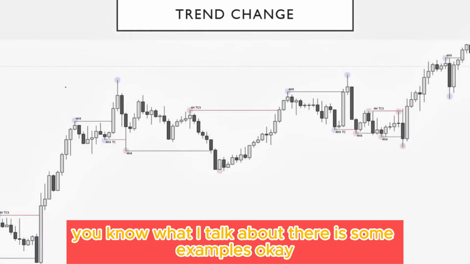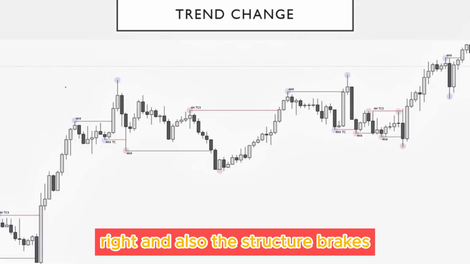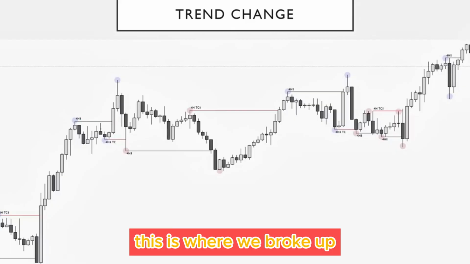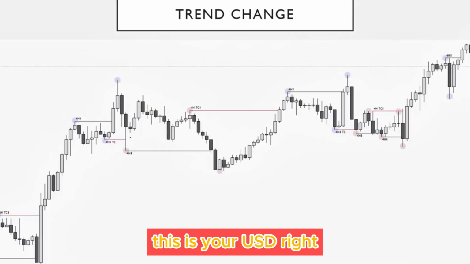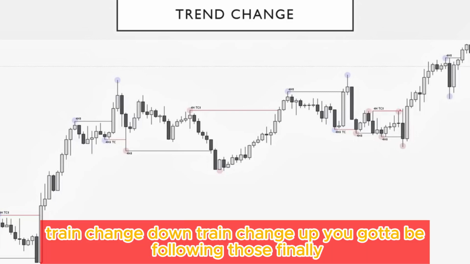There are some examples. Okay, so what we do right now is we mainly mark the TCs, right, and also the structure breaks. So have a look at this example, right? This is where we broke up. What caused the breakup? It's this. I think we actually examined this example in today's video. Yeah, this is Euro USD, right? Trend change down, pulls back, lower high, breaks down, trend change up, right? Trend change down, trend change up. You gotta be following those.